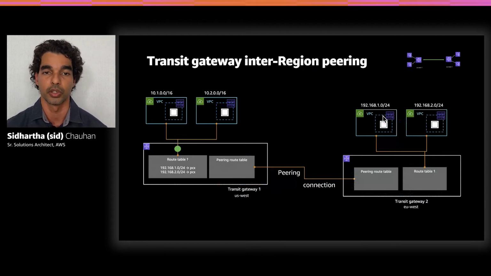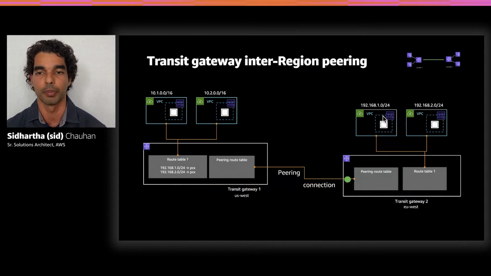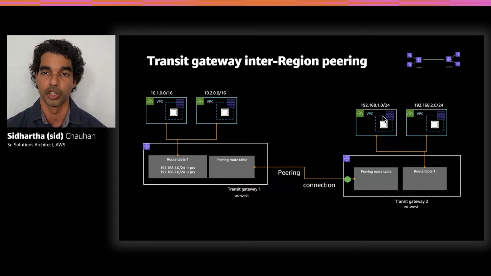Now, transit gateway is going to look at this rule and send the traffic off over the peering connection to the remote transit gateway. Now, as the traffic comes in from the peering connection, it will look at the peering route table to make its forwarding decision. I want the traffic to be routed to my destination VPC, so I'll add the routes accordingly.